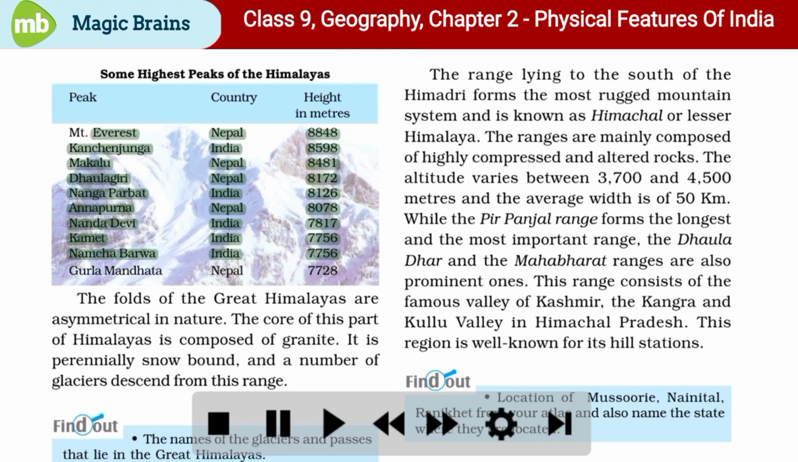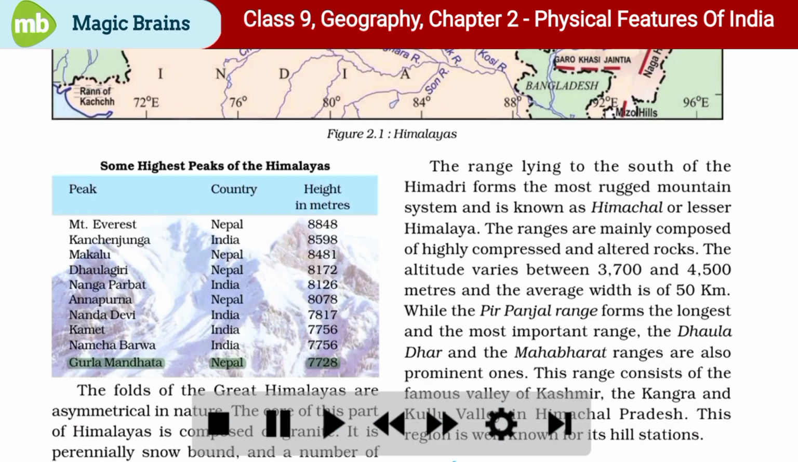Nanda Devi, India, 7,817 meters high. Kamet in India with the altitude of 7,756 meters. Namcha Barwa, India, 7,756 meters, and Gurla Mandhata, that is in Nepal, with an altitude of 7,728 meters.